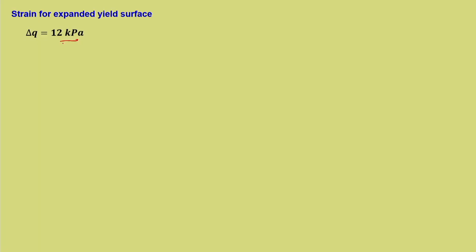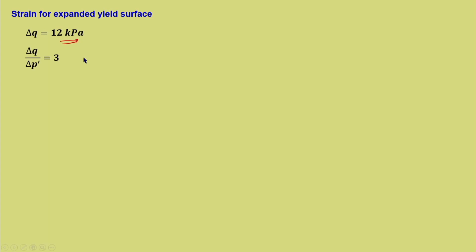Now, we need to determine the strain for the expanded yield surface, or when the effective stress path crosses the first yield point, then we have both plastic strain as well as elastic strain. Now, this is an elastoplastic response. It has yielded at the first yield point, it is moving by 12 kilopascal of deviatoric stress. So, delta q is 12 kilopascal, given.